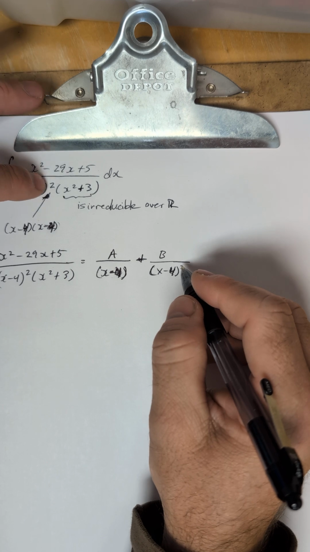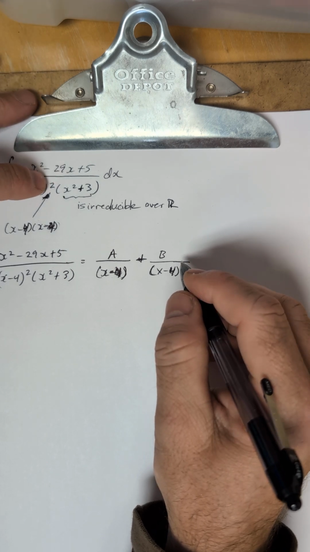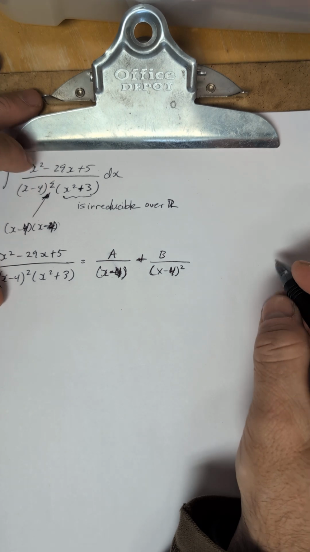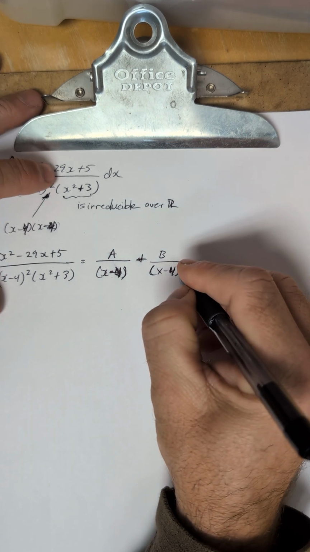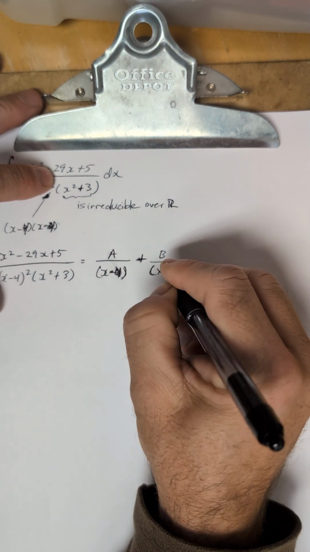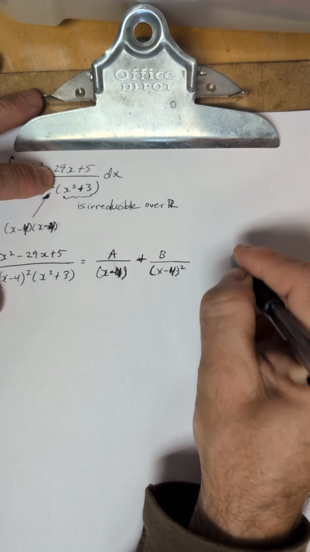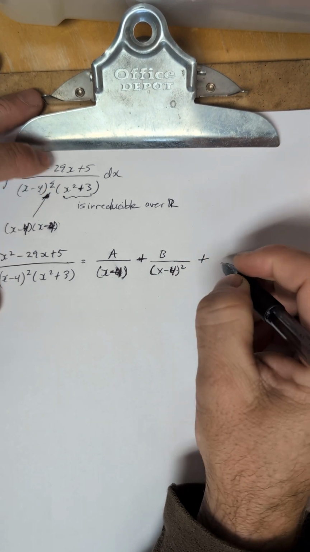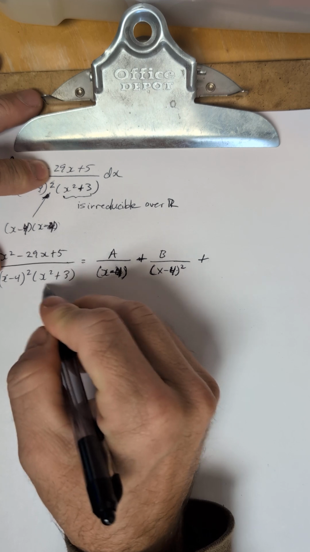Whenever there's a perfectly factored binomial, whatever that power is is how many linear terms you're going to have. So if this was a 3, for example, I'd have an x minus 4, and x minus 4 squared, plus c over x minus 4 cubed. All right, plus, and now let's look at this term here.